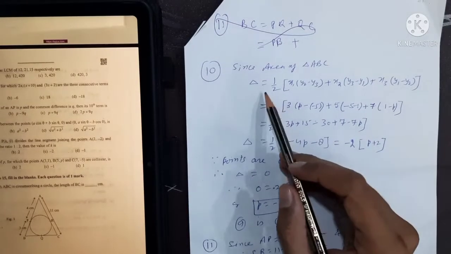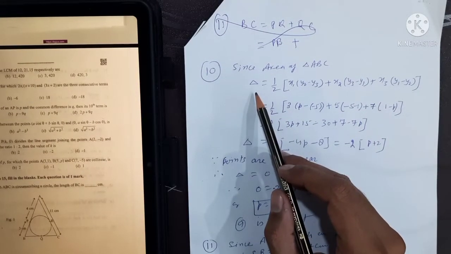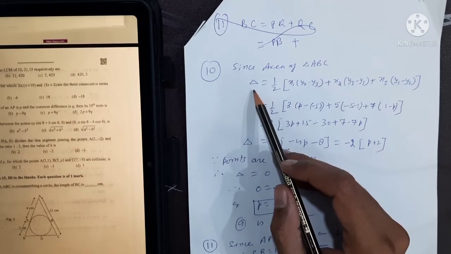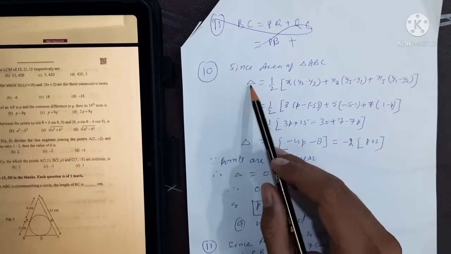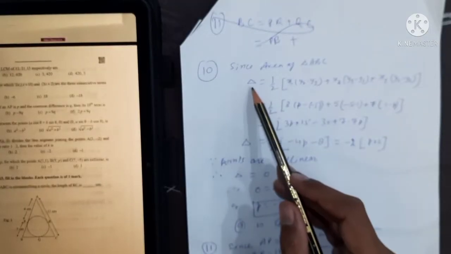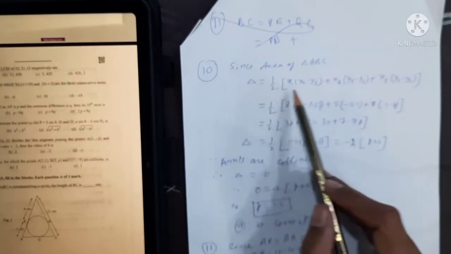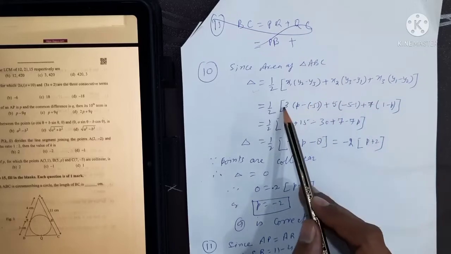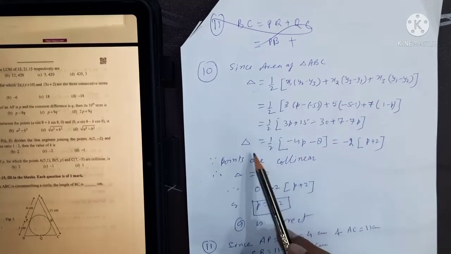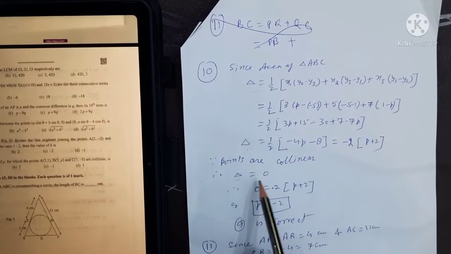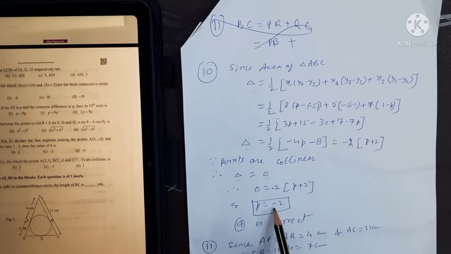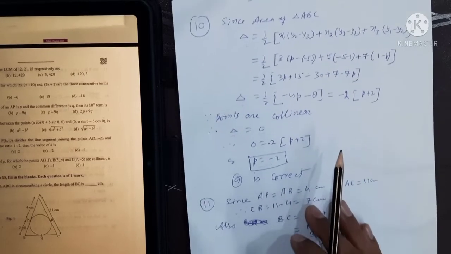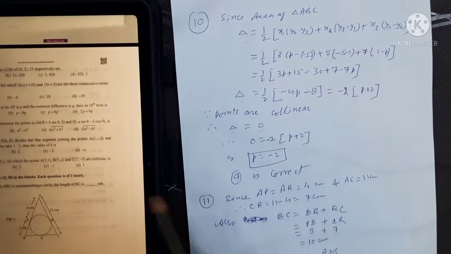For question number 10, since these points are collinear, the area of the triangle formed by them should be 0. Hence we use the formula of the triangle as this and substitute those values respectively and take the triangle area as 0. Upon solving we get p is equal to minus 2. So option A is correct.